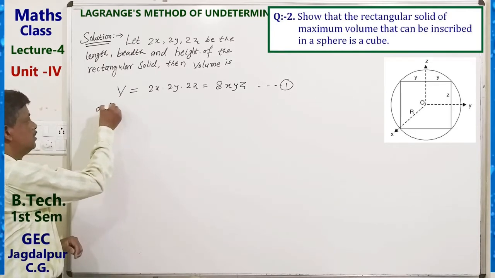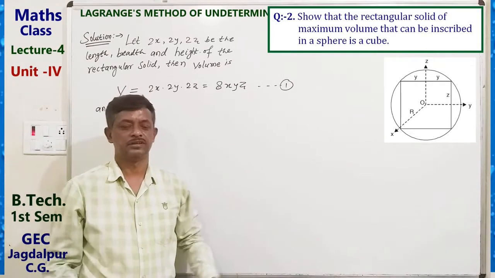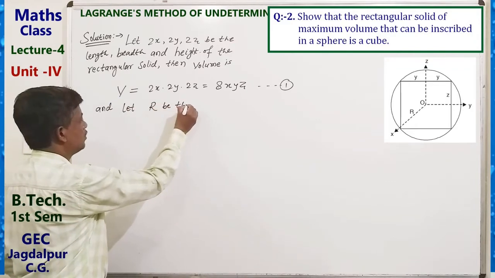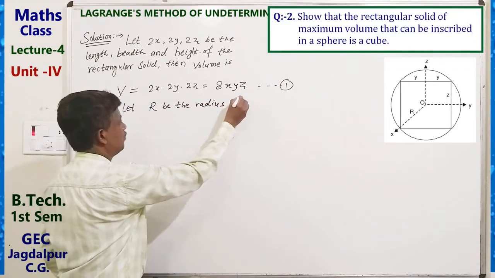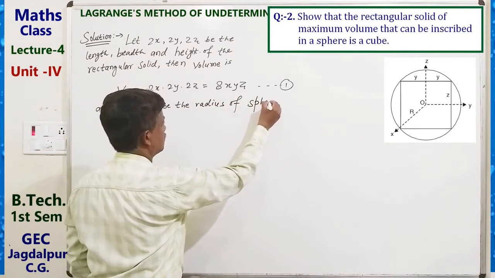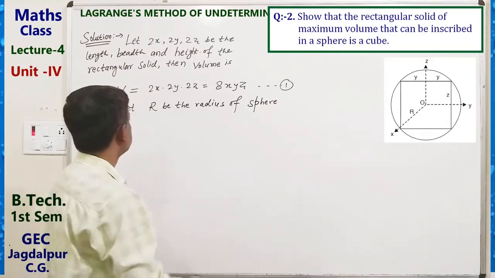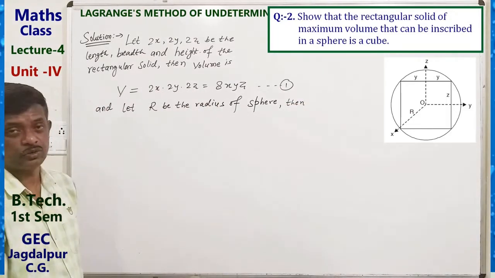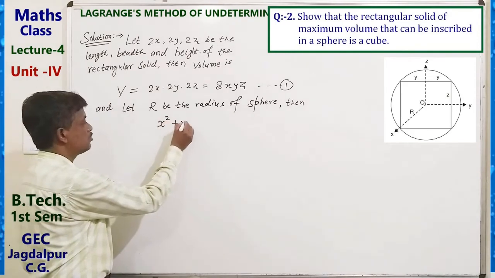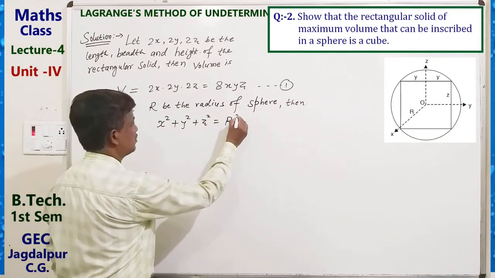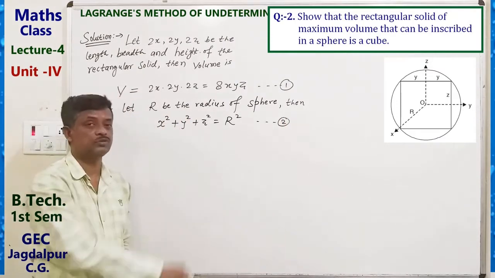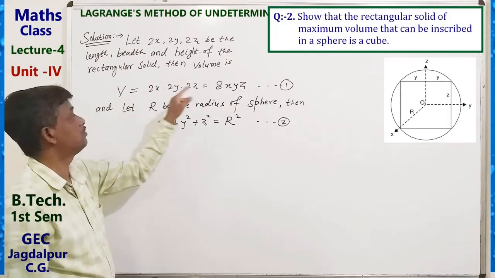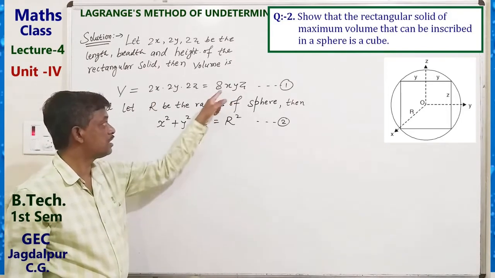And the sphere is fixed. So let R be the radius of the sphere. Then the center is 0, 0, 0, so we can write x square plus y square plus z square equals r square. This is the equation of the sphere. This is the relation, one relation. Here V is a function of x, y, z, and x, y, z are connected by this relation.